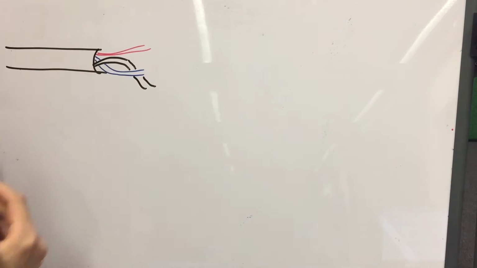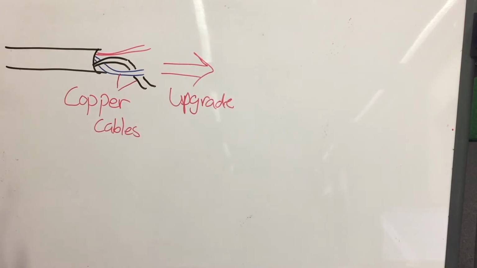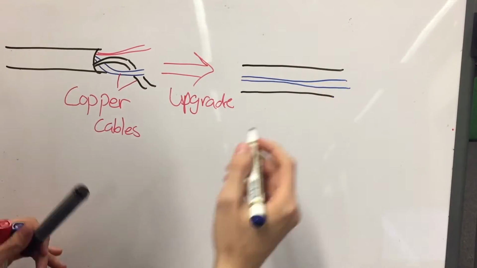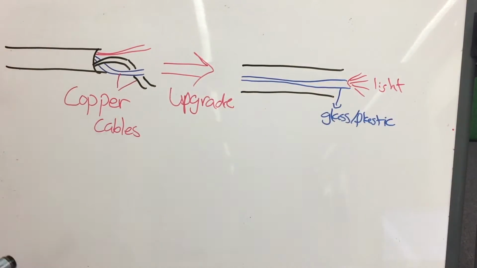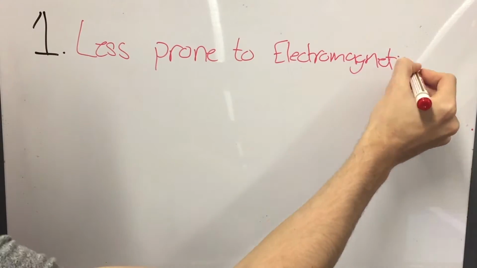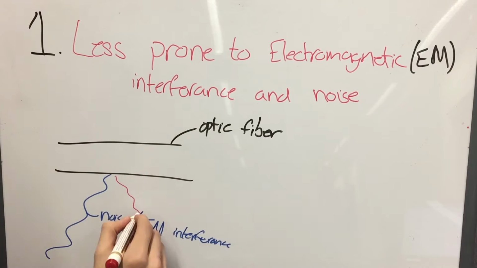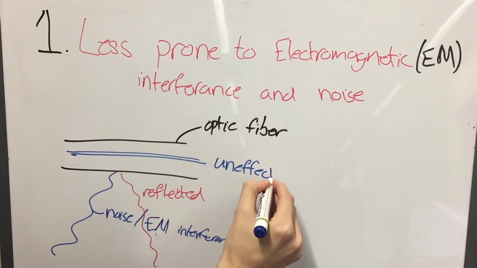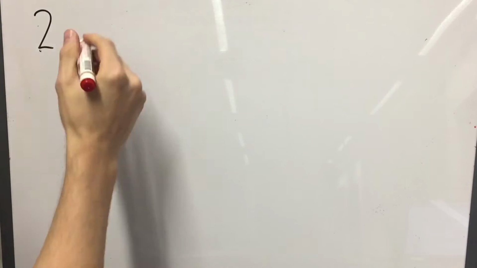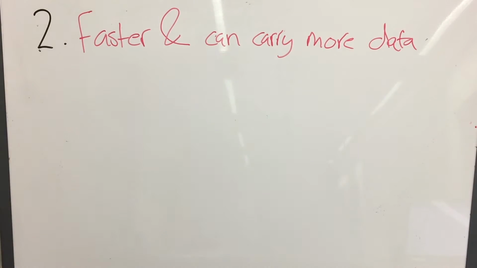Data transmission used to be mainly through copper cables. However, optic fiber revolutionized the way data is transmitted, as they are less prone to electromagnetic interference and noise. These are random, unwanted data that add to and distort a transmitted signal. They're much faster and can carry much more data.